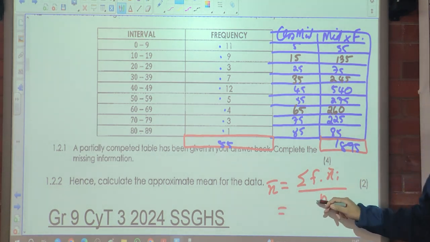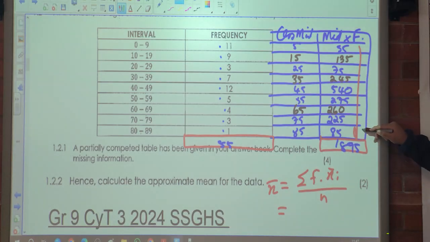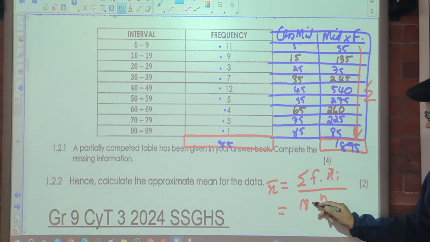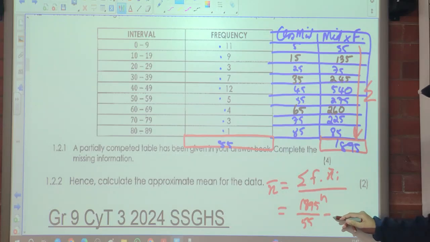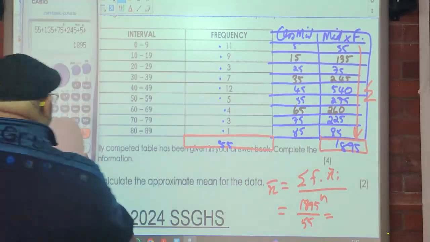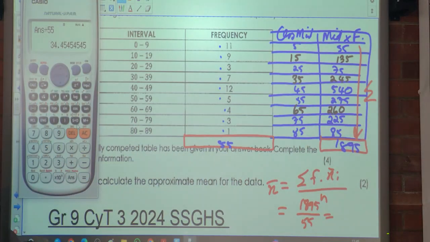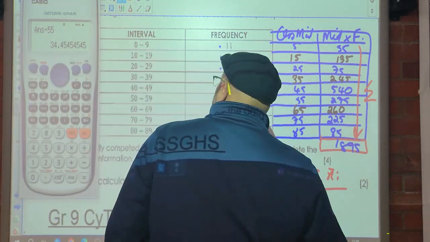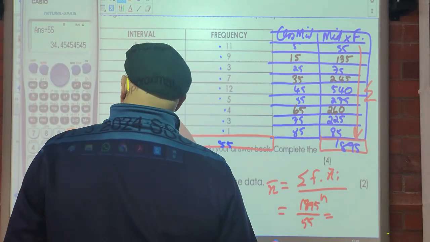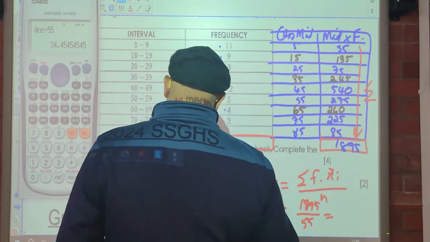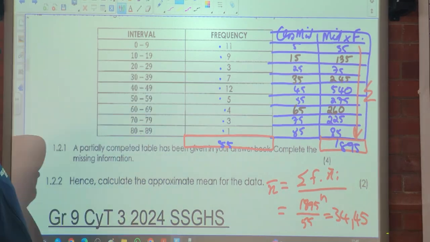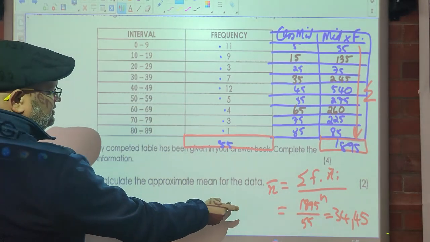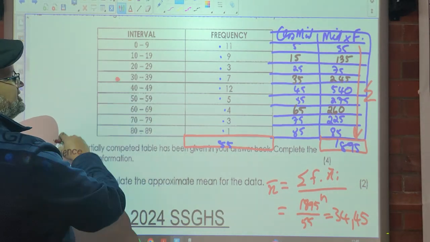Okay. So the sum of is this here when you add this up. Can you see that? So it's going to be 1895 divided by n, which is 55. Divided by 55 gives you 34, 45. 34, is that correct? Which means to say that mean would have lied approximately in that class.